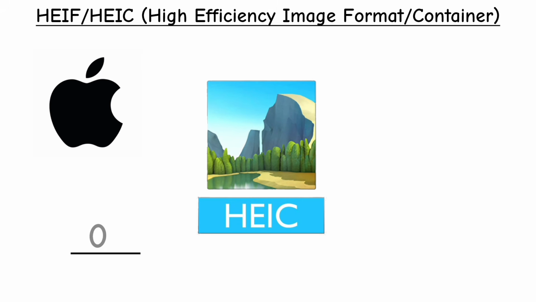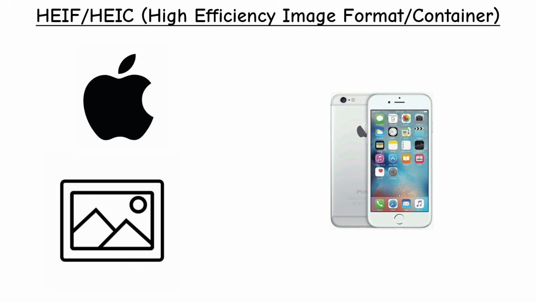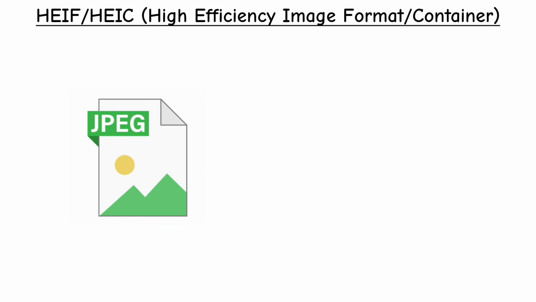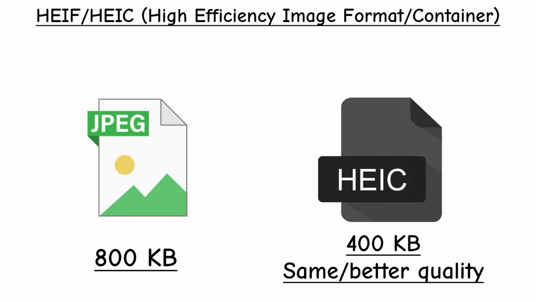It was standardized in 2015 and is built on the HEVC video codec. Apple made it the default photo format on iPhones in 2017, calling it HEIC. Compared to JPEG, it's much more efficient. Images can be nearly half the size while keeping the same, or even better quality.